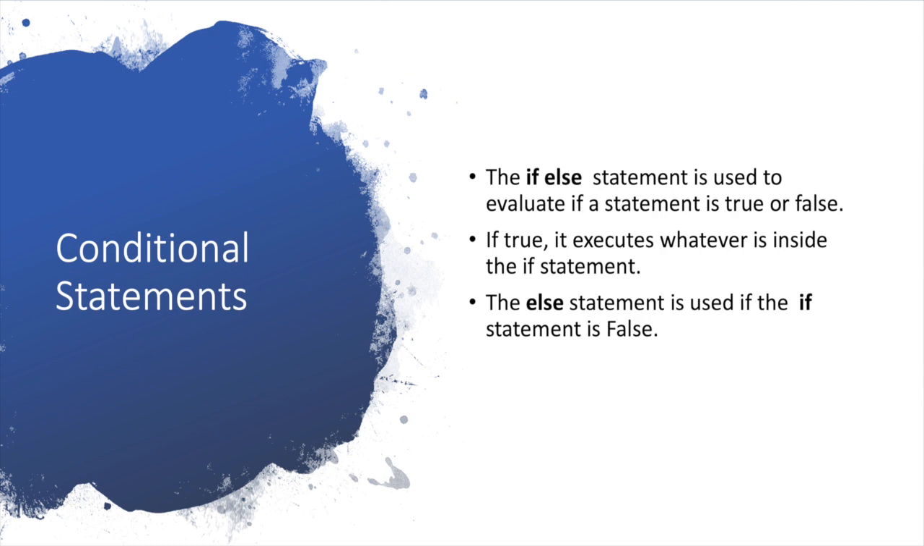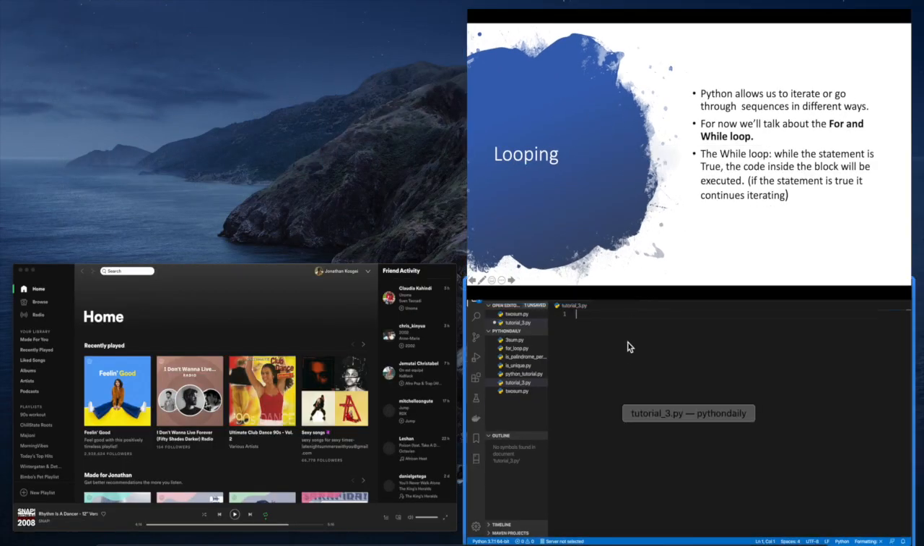We're going to start with conditional statements. In Python, we have the if else statements, and they're used to evaluate whether a statement is true or false. If the statement is true, it executes whatever is inside the if statement. And if the statement is false, that's when the else statement comes in. So let's go ahead and see how this works.